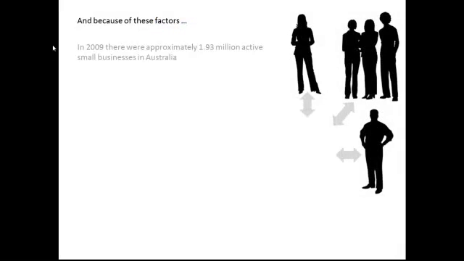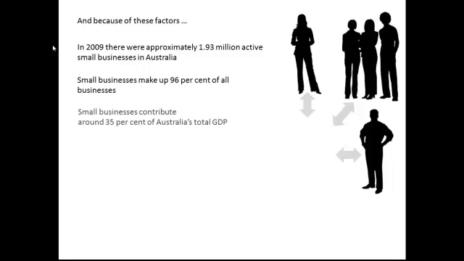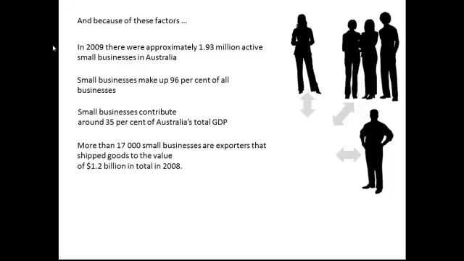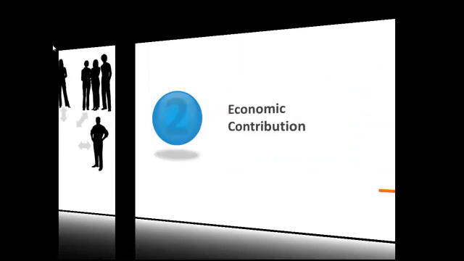And because of these factors, in 2009 there were approximately 1.9 million active small businesses in Australia. Small businesses make up 96% of all businesses. They contribute to around 35% of Australia's total GDP, gross domestic product. More than 17,000 are exporters. They shipped goods to the value of 1.2 billion in 2008. Not to be sniffed at, a small business.